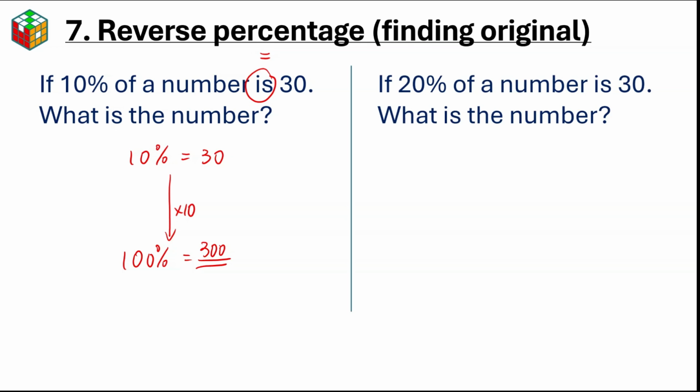Another question, try it. If 20% of a number is 30, what is that number? 20% is 30. Original number means 100%. To make 20 into 100%, I will times it by 5. 30 times 5 is going to be 150. If you want to check your answer, you can put in your calculator 150 times 0.2. Does it give me 30? To double check, to reverse check your answer.